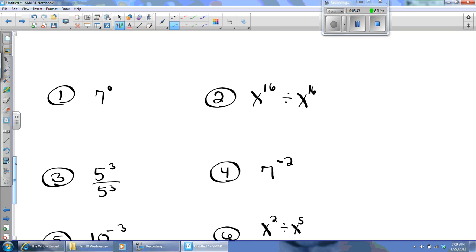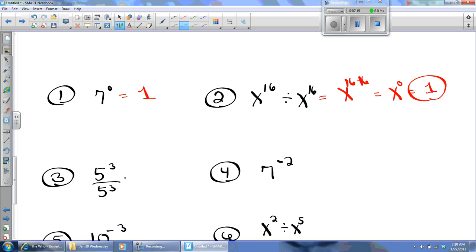Okay, I'm going to go ahead and do it. I'm on problem number 1, of course. I know that 7 to the 0 power, any non-zero number to the 0 power is 1. When I'm dividing, one of the shortcuts I know is to subtract the exponents. So I've got x to the 16 minus 16th power, which is x to the 0, which is 1.